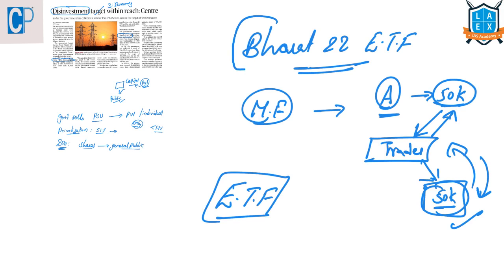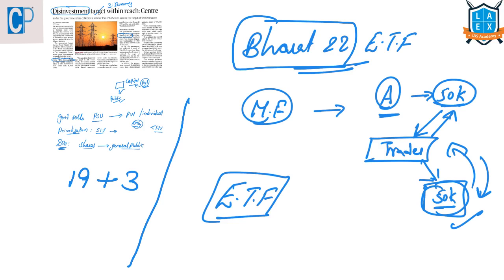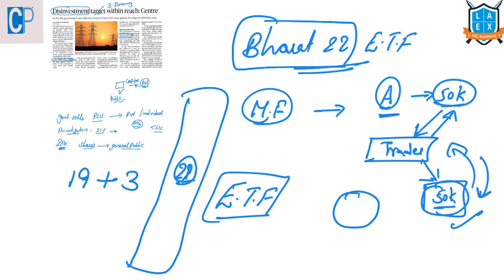So here we can see Bharat 22. The government has listed 19 public sector undertakings and 3 private companies. So it has listed all these 22 companies, and it has given weightage to each and every company. Now, for example, Mr. A has 1 lakh rupees, and he wants to invest through this exchange traded fund mechanism.